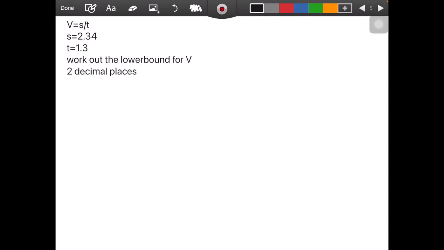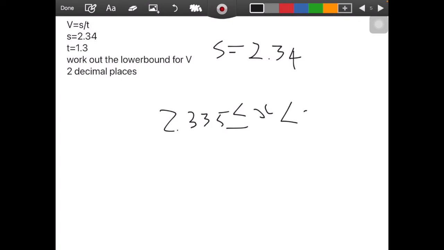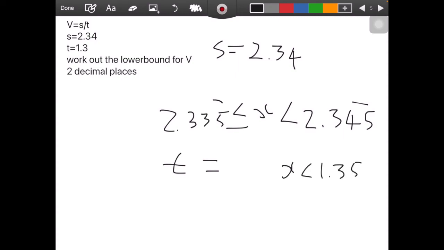So, to work out the lower bound for S, we know it's 2.34. We're going to want to see when it will be rounded up and when it will be rounded down. So we can say that X, the lower bound, will be equal to 2.335, while the upper bound will be 2.345. When it will be rounded up, when it will be rounded down. For T, we have X is less than 1.35 and greater than or equal to 1.25.